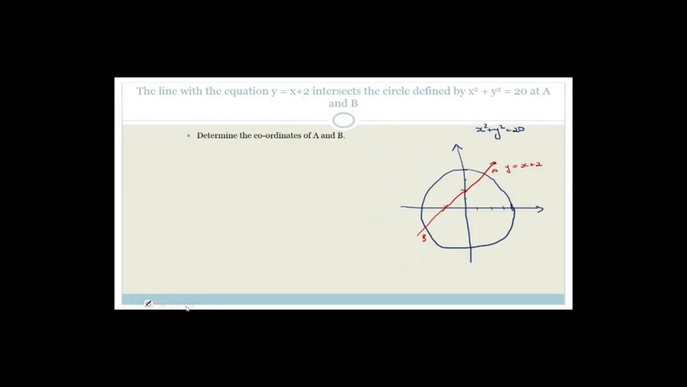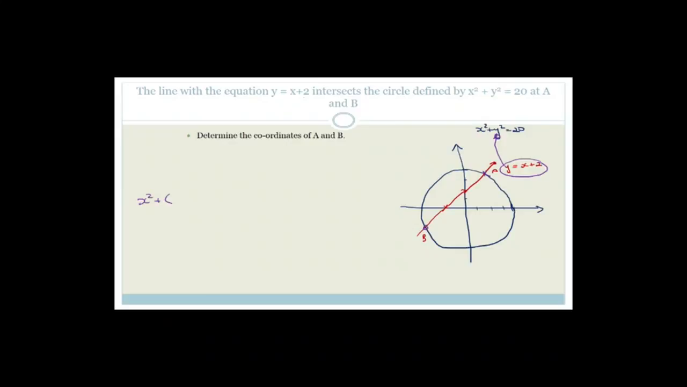Okay, so if they intersect, do you agree that at this point here, the x and y values are the same for both the straight line and the circle? And similarly, the x and y values at this point are the same for both the straight line and the circle. So I could substitute this in there. In other words, wherever I see a y, I need to write x plus 2 and then solve for it. Okay, so let's do that.